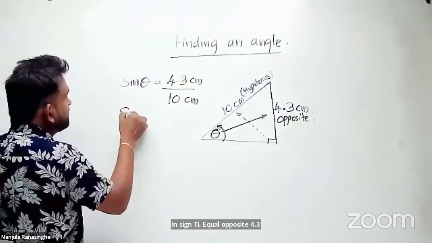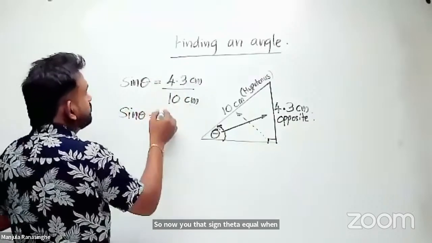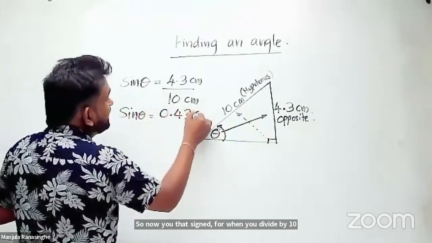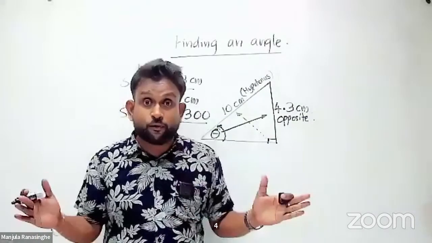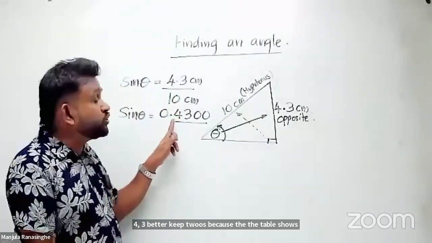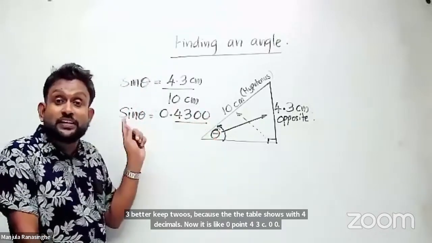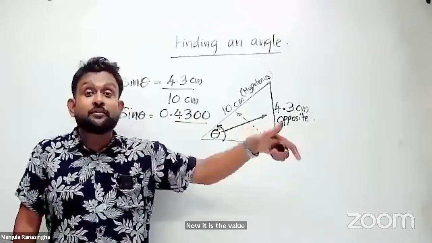So now you have sine theta equal to 4.3 divided by 10, that is AC. When you divide by 10, the decimal point moves one place to the left. Then it becomes 0.43. Better keep two zeros because the table shows four decimals. Now it is 0.4300. This is the sine value of an angle theta.